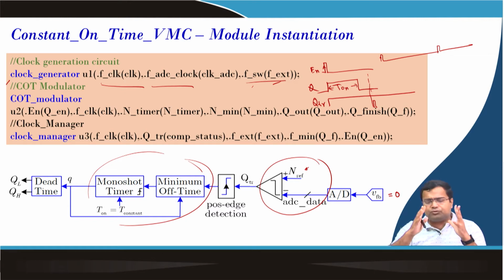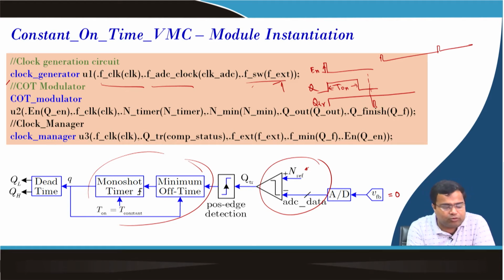Similarly, suppose we want to synchronize the constant on time modulator with an external clock, then this external clock can be used. We are not going to discuss the synchronization effect, but it is possible. But for the time being, let us say there is a clock.